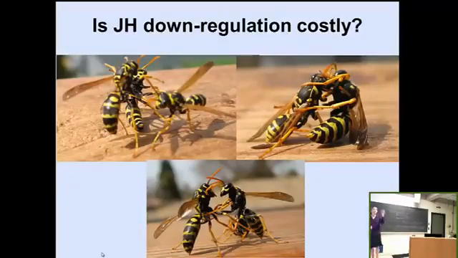So is this JH downregulation costly? Is there anything bad about having your JH titer reduced? Obviously this is a case where a lot more experimentation is required to have a really definitive answer, but it's certainly plausible that it could be costly. And the reason I think that is because wasps have a fairly brief window during which competition is incredibly important. And competition during this brief window sets the stage for their lifetime reproductive success.